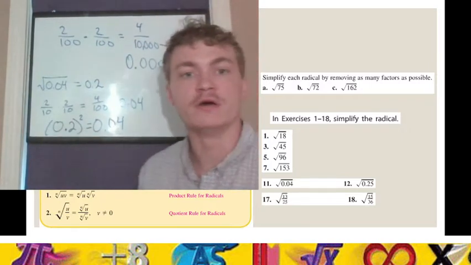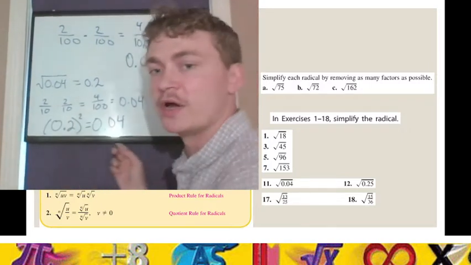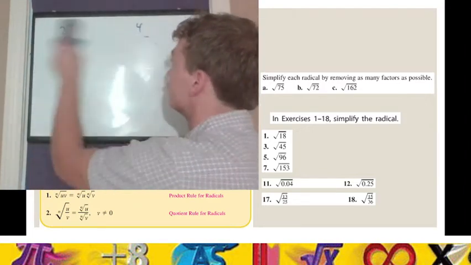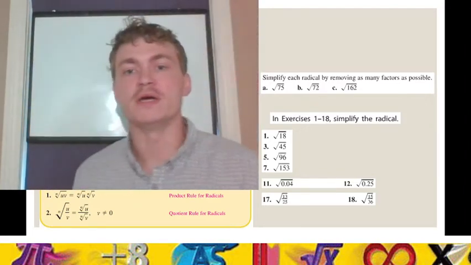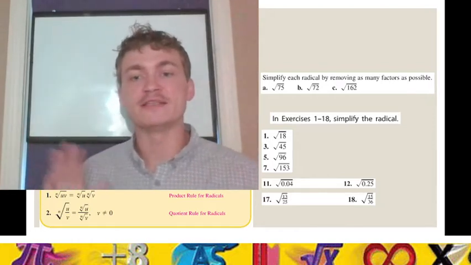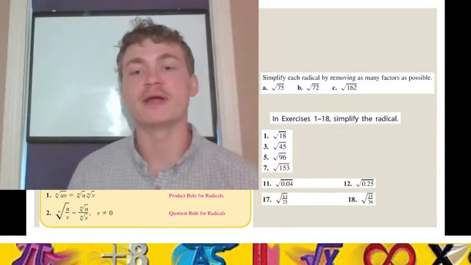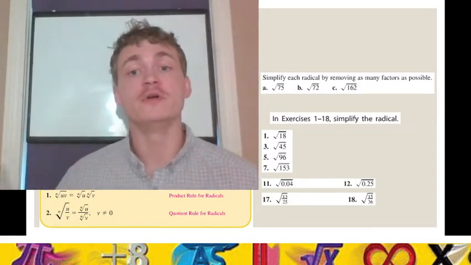The square root of 4 hundredths is equal to 2 tenths. Now let's take a look at number 12. Now that we've seen 11, 12 should be a little bit simpler for us, because we know here 25 hundredths, although that is not an integer, it is some rational number. Because we know 0.25, we can write that as 25 over 100.